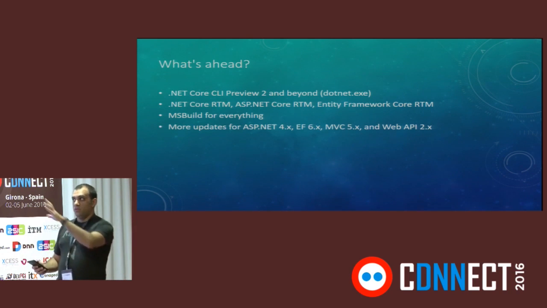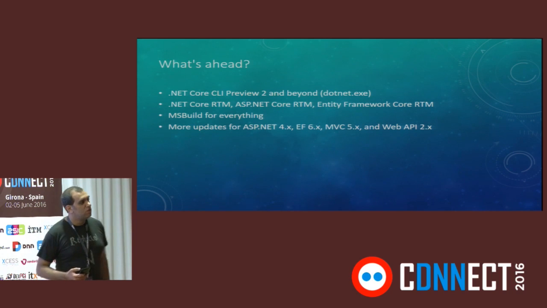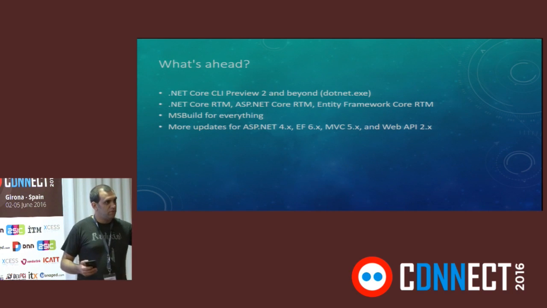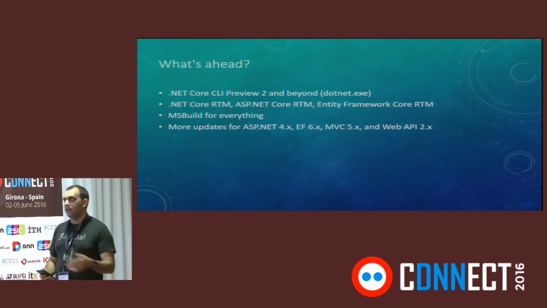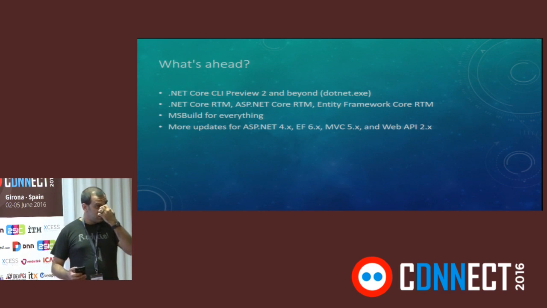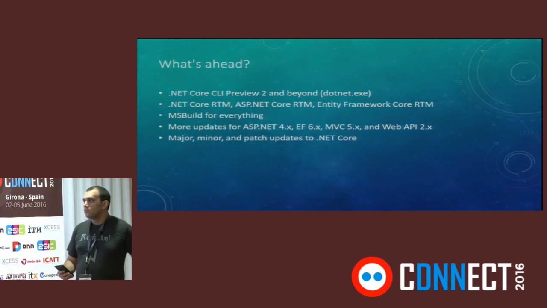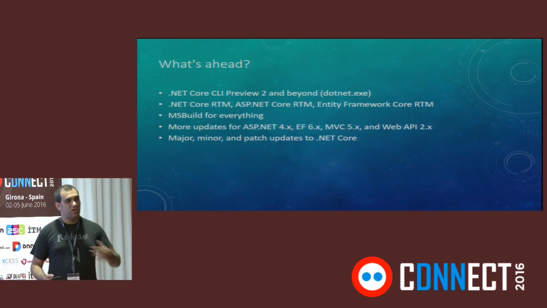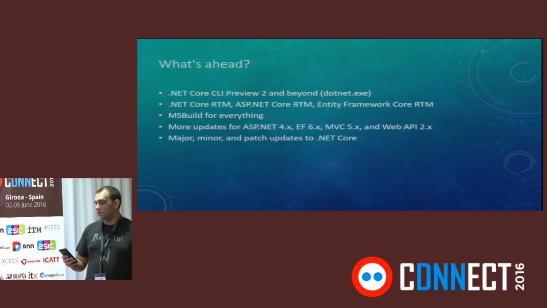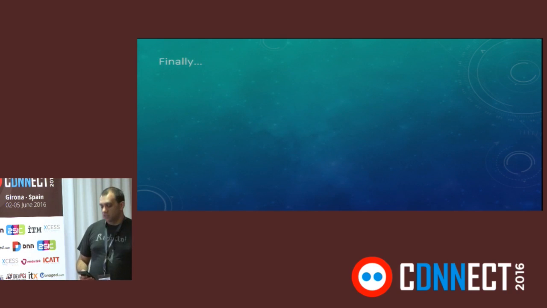Even though there's been a lot of focus on .NET Core, we're still going to do updates to .NET 4.x, ASP.NET 4.x, MVC, Web API, Entity Framework. We're still working on updates to those, both bug fixes and new features. And then .NET Core itself, we want to continue a very rapid pace of innovation. So of course there'll be major updates and minor updates and patches just to fix some of the hot bugs that are being discovered.